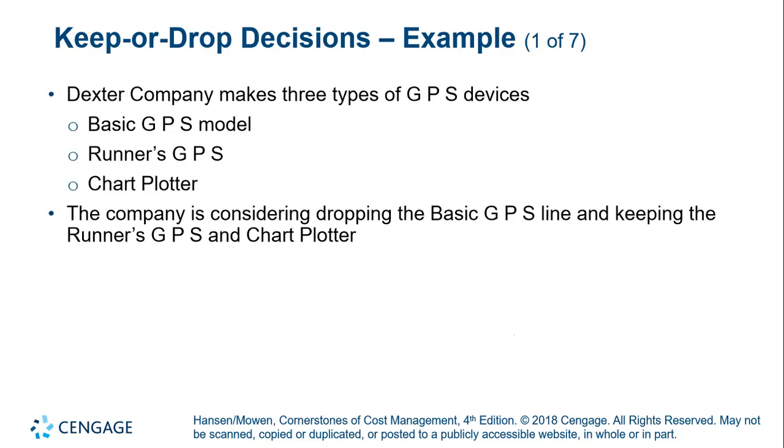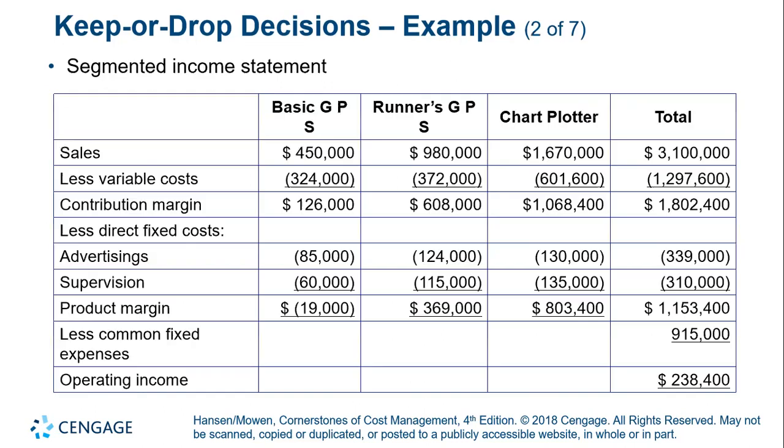Dexter Company makes three types of GPS devices: the basic, the runners, and the chart plotter. The company is considering dropping the basic GPS line and keeping the runners GPS and chart plotter. So for this, take note that there are three types of products. So keep or drop decisions: the basic GPS, the runners, and the chart plotter.